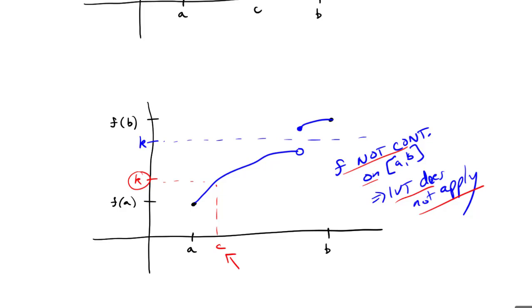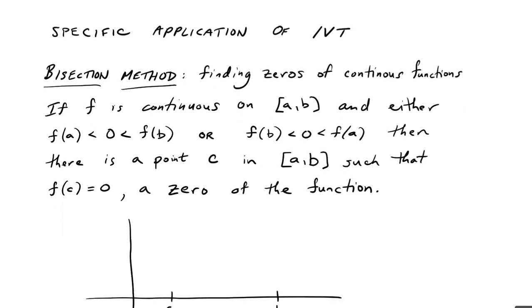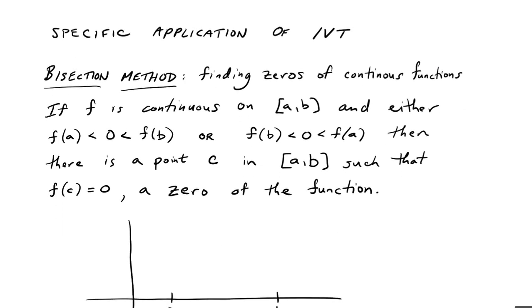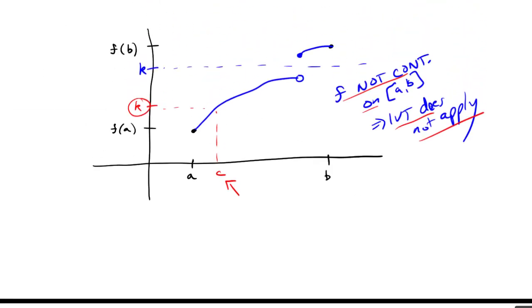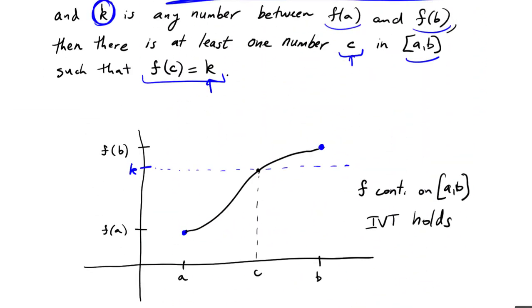So let's see how this can really be used. It's actually a very important theorem, despite its simplicity. What we see is that basically we're just saying that if you have a continuous function, then it has to go continually from one point to the other and pass through all the values in between.